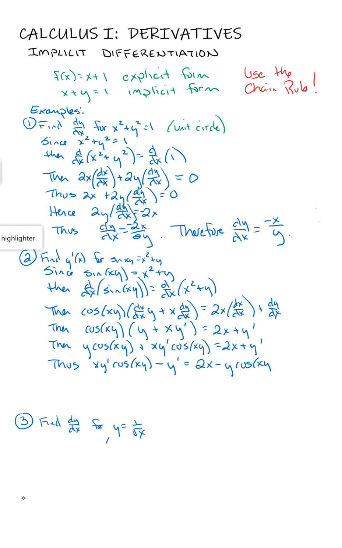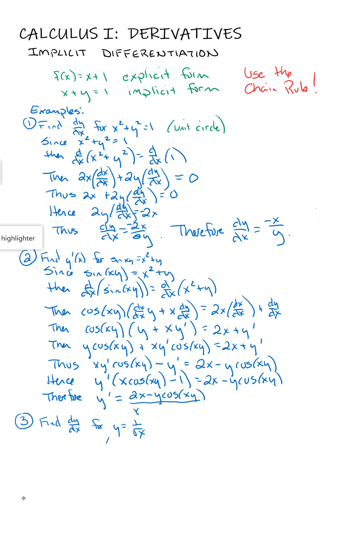All right, so now we can factor out the y prime on the left-hand side. And finally, isolate that y prime. And there we go.